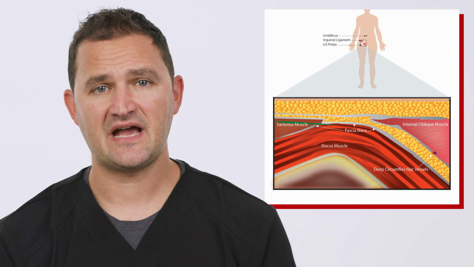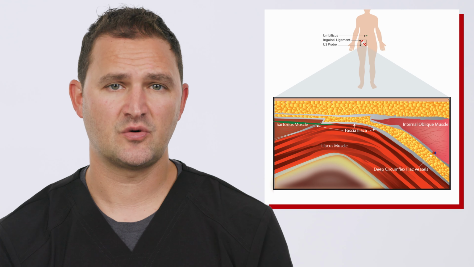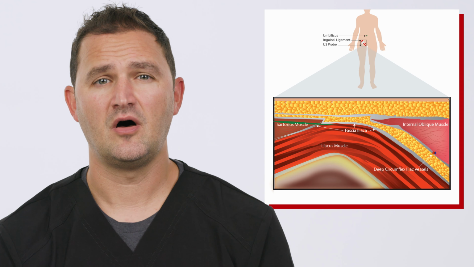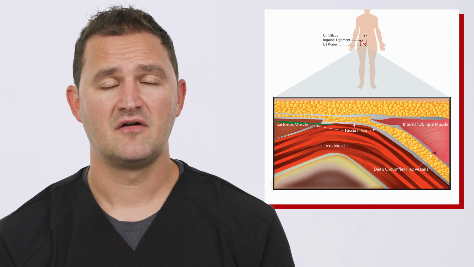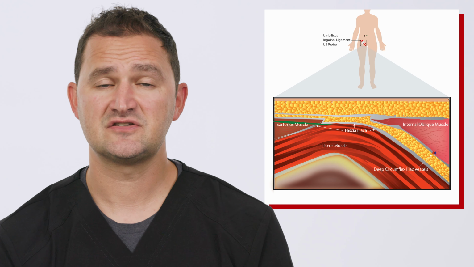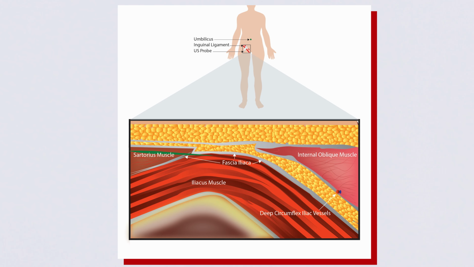Once I see the iliacus muscle and the sartorius muscle, I'll turn my probe almost 90 degrees, where it's now pointing towards the umbilicus. From this point, I can see the sartorius muscle, and I can move cephalad and see another muscle, which is the internal oblique muscle, which you can see here. The muscle in between the two, which looks pyramidal, is the iliacus muscle.